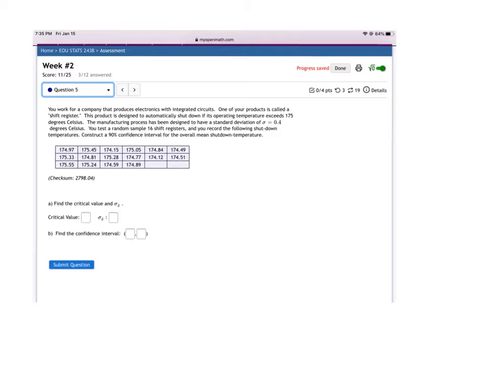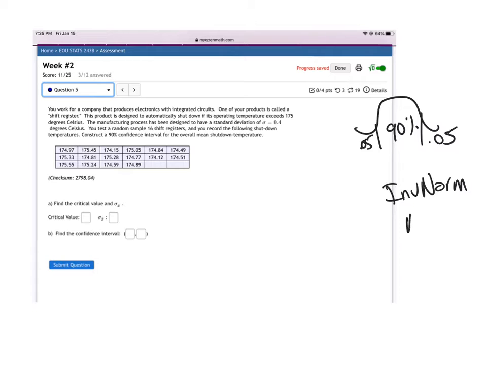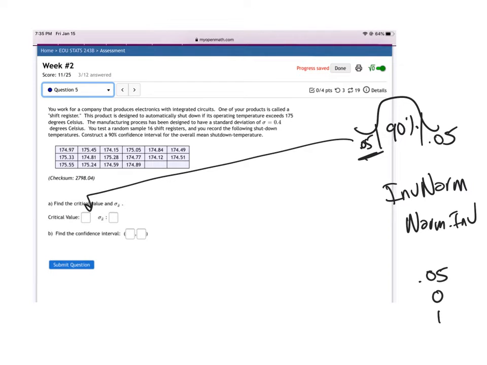it asks for a critical value. So you have 90% here, it's 5% here and 5% here, so you're going to go inverse normal on your TI, or NORM.INV on the Excel, and then your alpha is 0.05, that's your area, and then your mean and standard deviation are 0 and 1. And so you should get a number there that goes here.